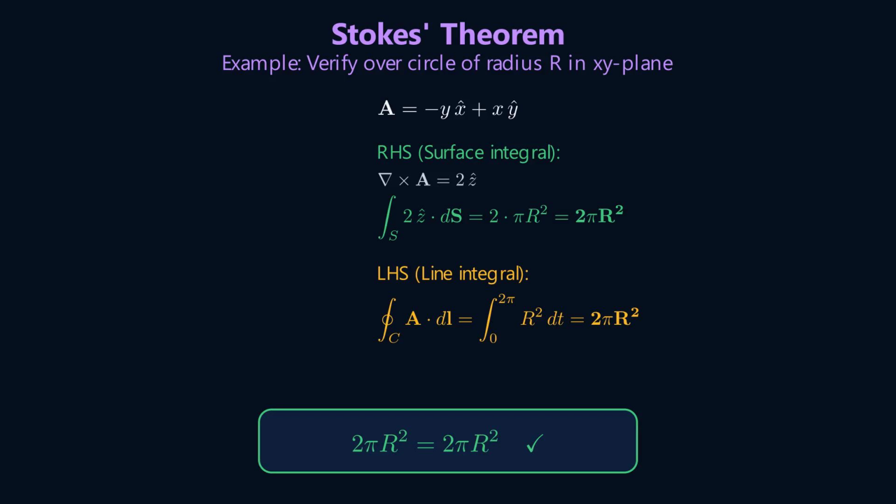Now the left-hand side, parameterize the circle. x equals r cosine t, y equals r sine t. Then A dot dl equals minus y dx plus x dy, which simplifies to r squared dt. Integrating from 0 to 2 pi gives 2 pi r squared. Both sides match. Stokes' theorem is verified.